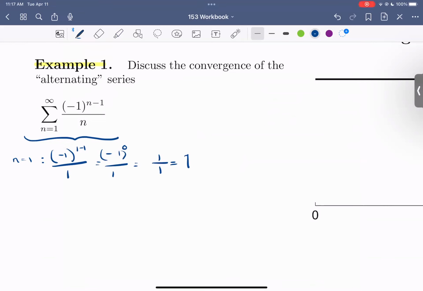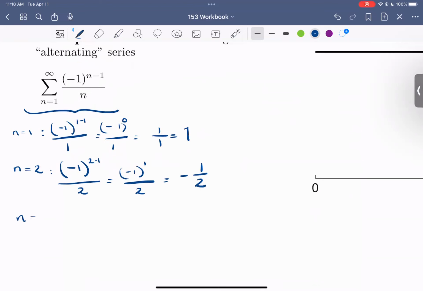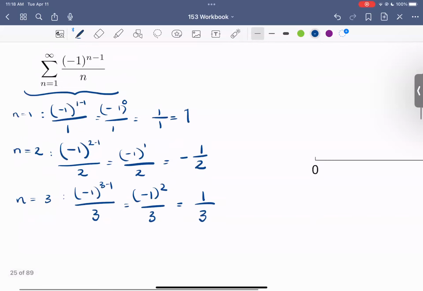Let's do this again. Let's look at when n equals 2. We have (-1)^(2-1) over 2, so it's (-1) to the first power over 2, which is -1/2. Let's do this a couple more times so we can start to get a sense of this series. When n equals 3, we have (-1)^(3-1) over 3. That becomes (-1) squared over 3. Notice what happens there: (-1) squared becomes +1, so we get +1 over 3.